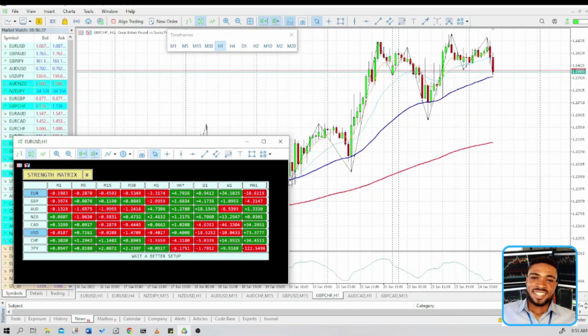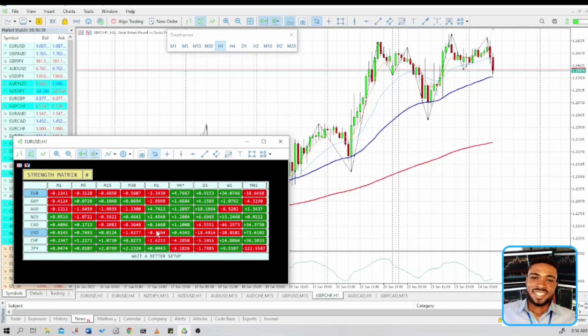So the currency strength meter tells me which currency is strong at a particular time and which currency is weak at a particular time. After I scan the market using Forex Factory to see whether there's going to be high impact news or not, I come back to my chart and check my currency strength meter to see which currency is strong and which is weak.